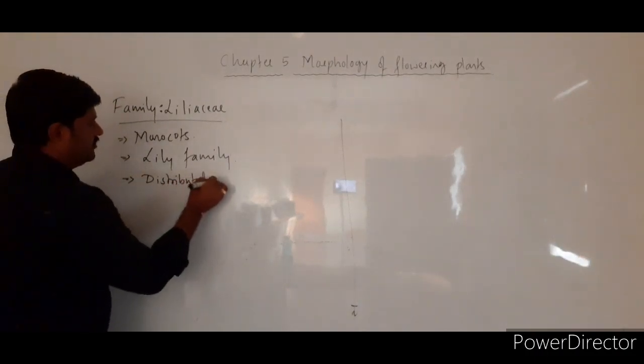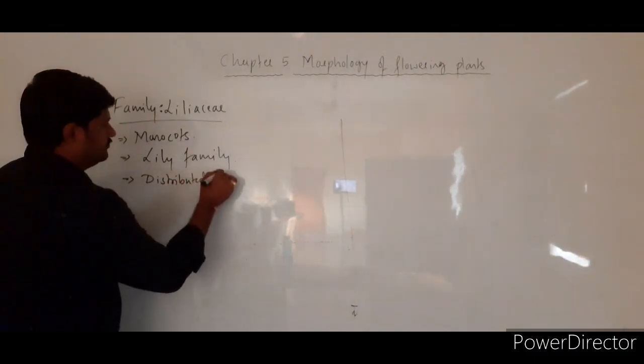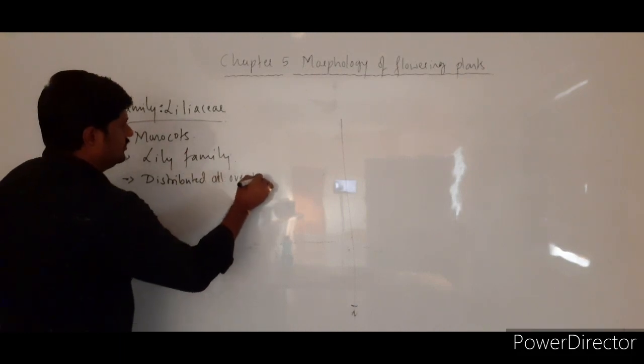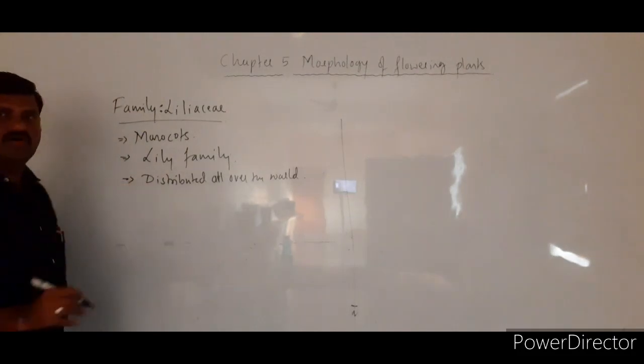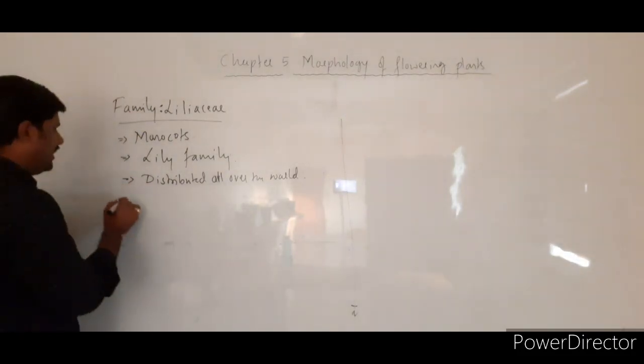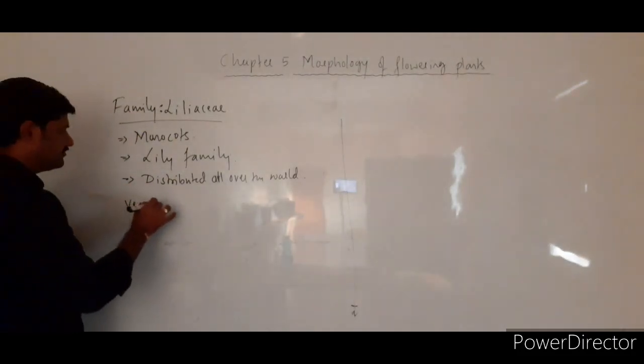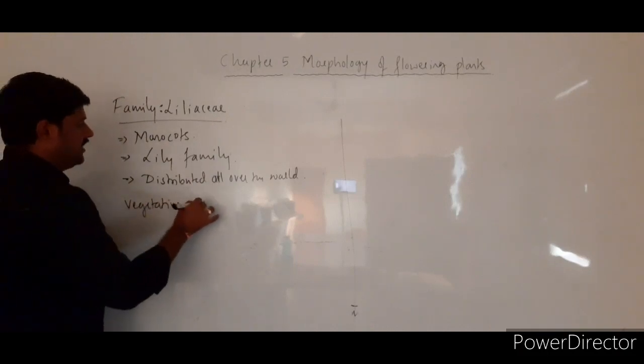Commonly known as the lily family, and these are distributed all over the world. They are distributed all over the world, and the vegetative characters.